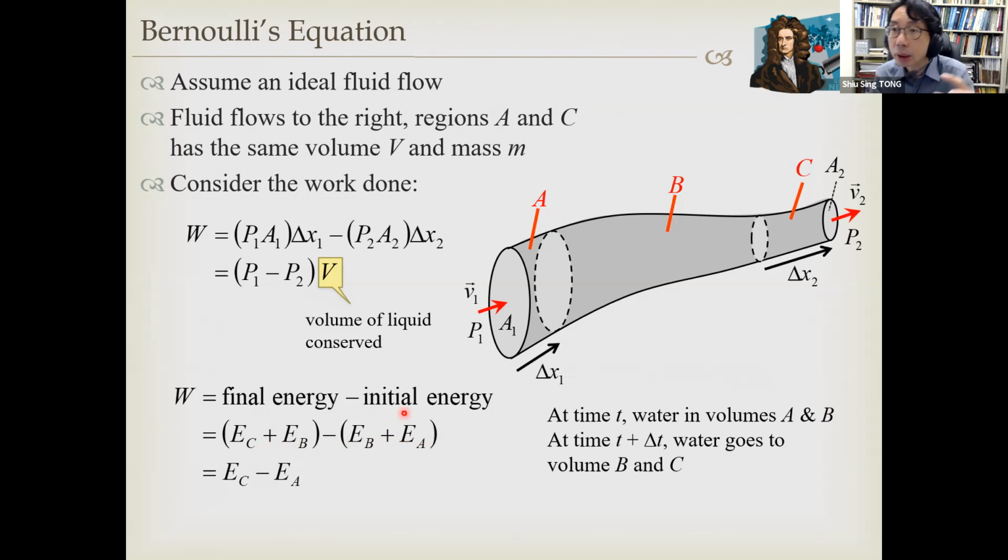The difference in the energy when the fluid moves in this time interval is the difference between the two. The central part doesn't change. The energy in the central part B doesn't change, so it cancels, and what I get is EC minus EA: the energy of the fluid in this section minus the energy of fluid in section A. Is that clear? Now I equate the work done from the external force to the energy change of the fluid column. That is the work-energy theorem.